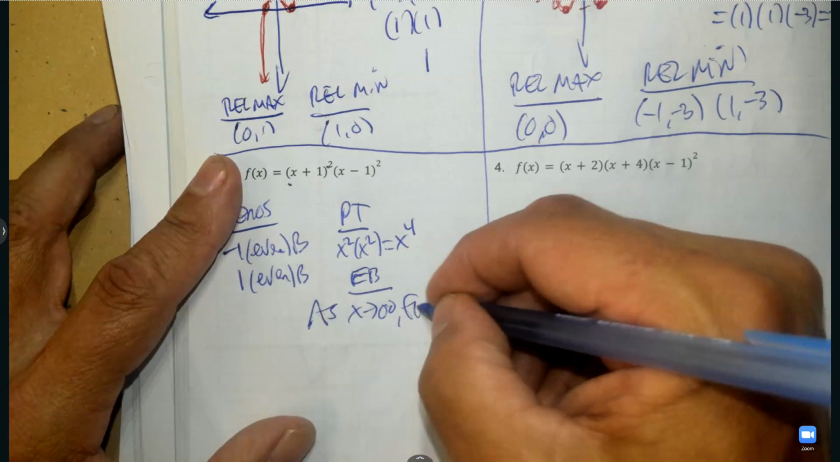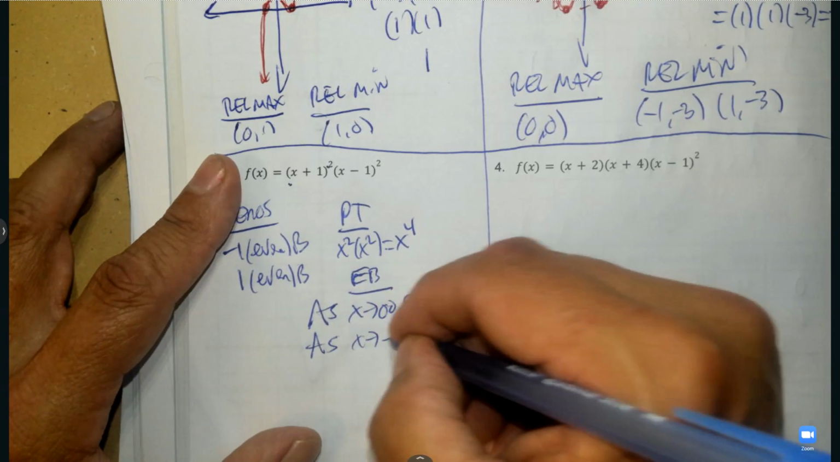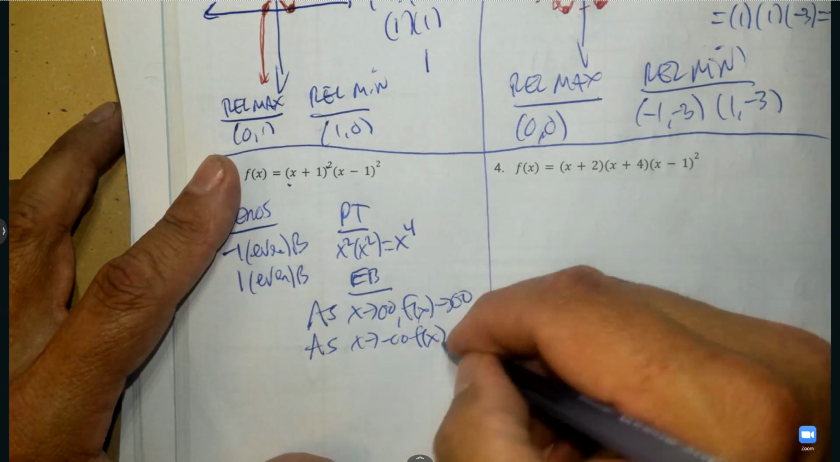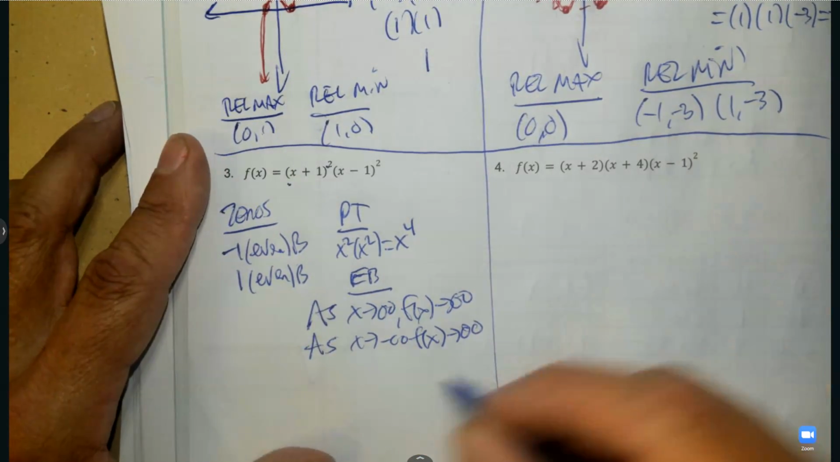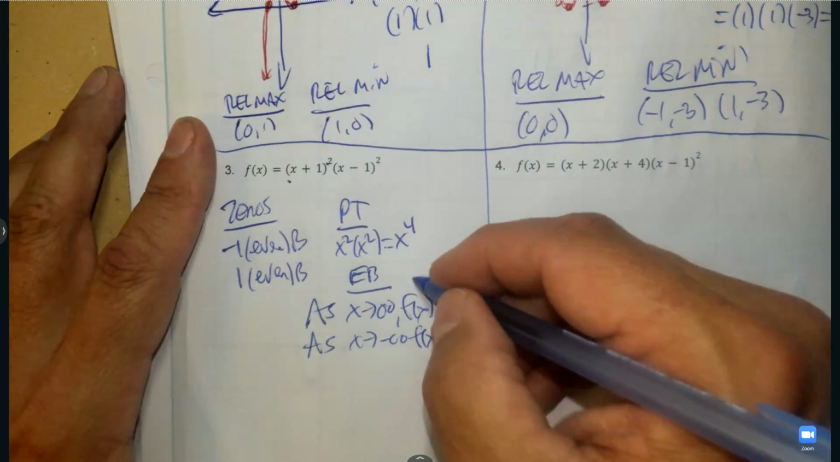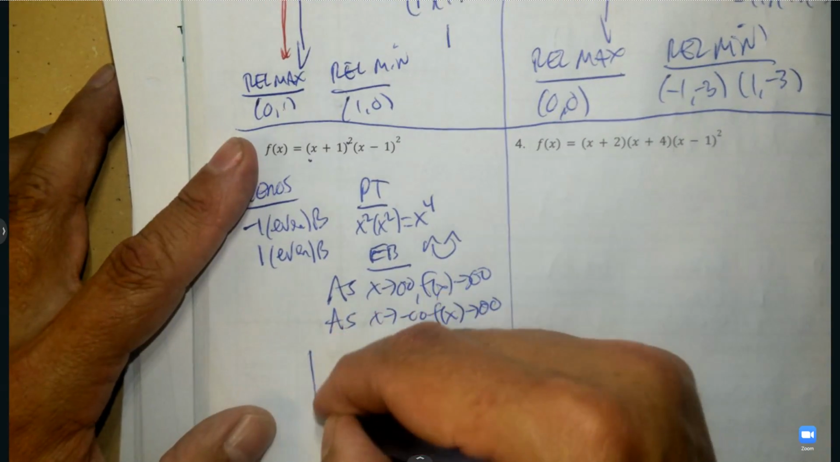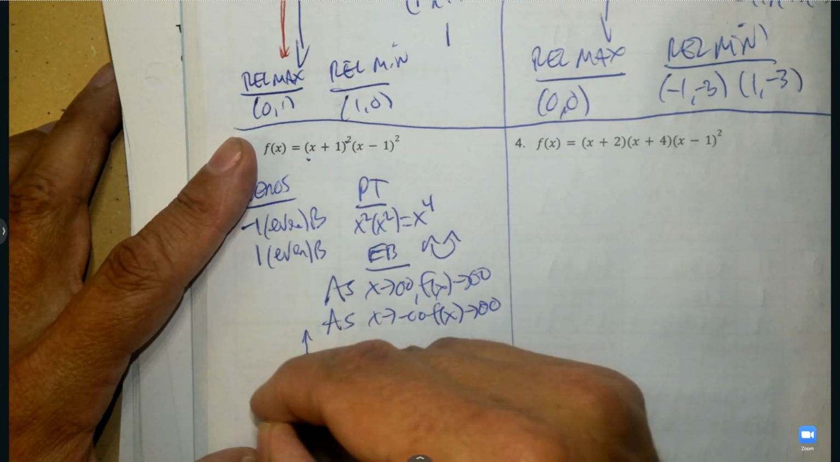So the power term's positive with an even exponent, so both ends, the left end, the right end, they're both going up. So as x approaches infinity, f at x goes to infinity. As x approaches negative infinity, f at x approaches infinity. So both ends go up. You can do a little picture for yourself. Then we're going to do a graph and see where our gaps are.